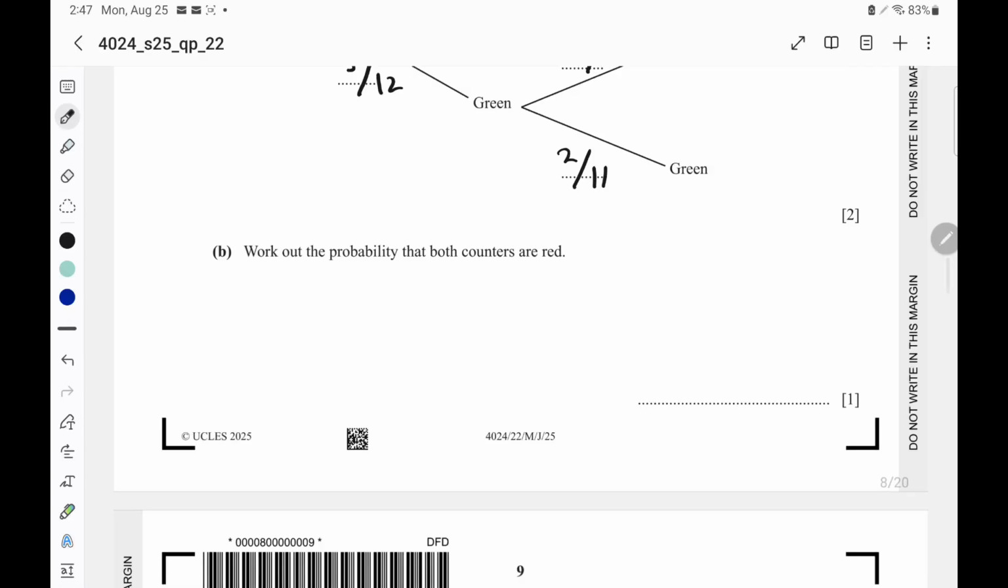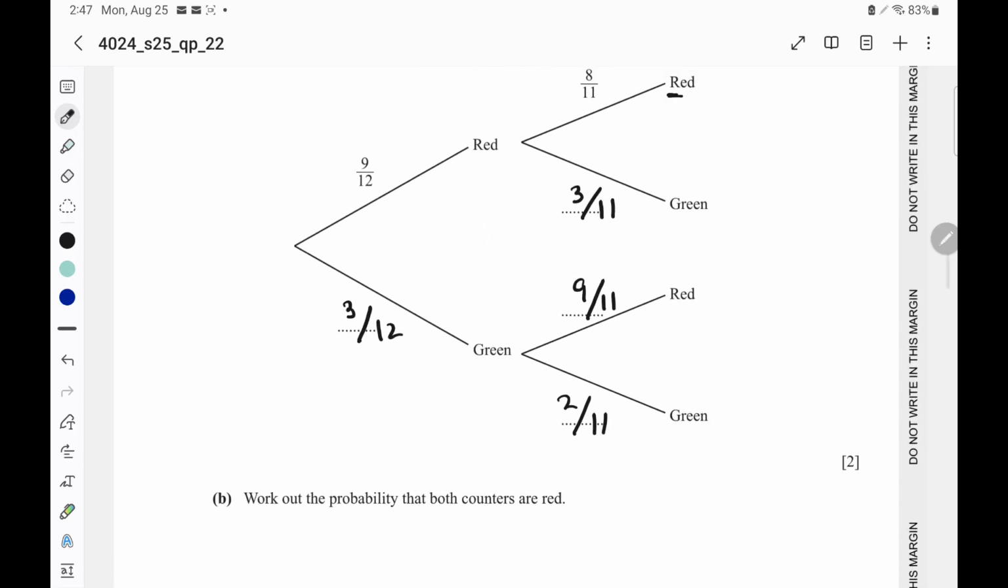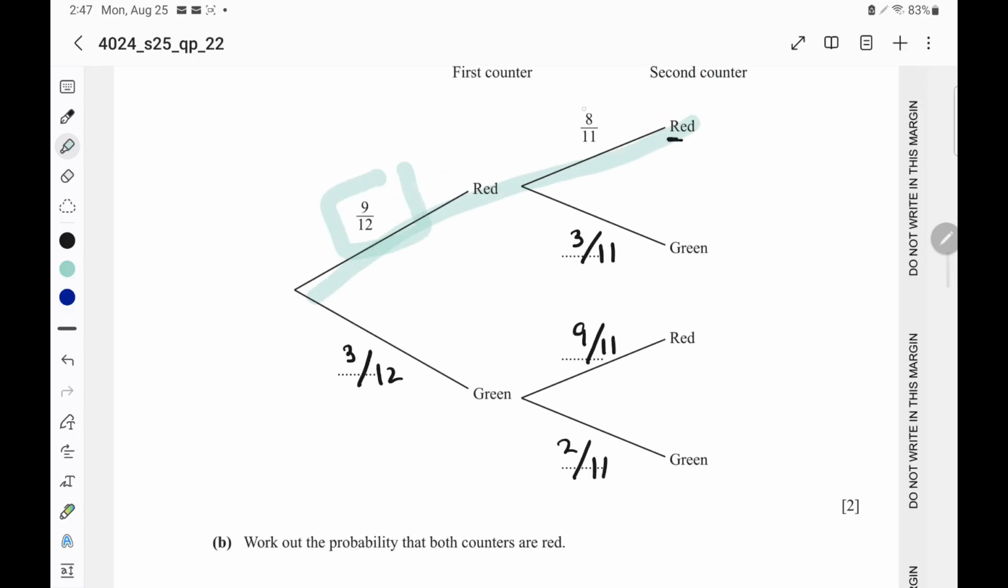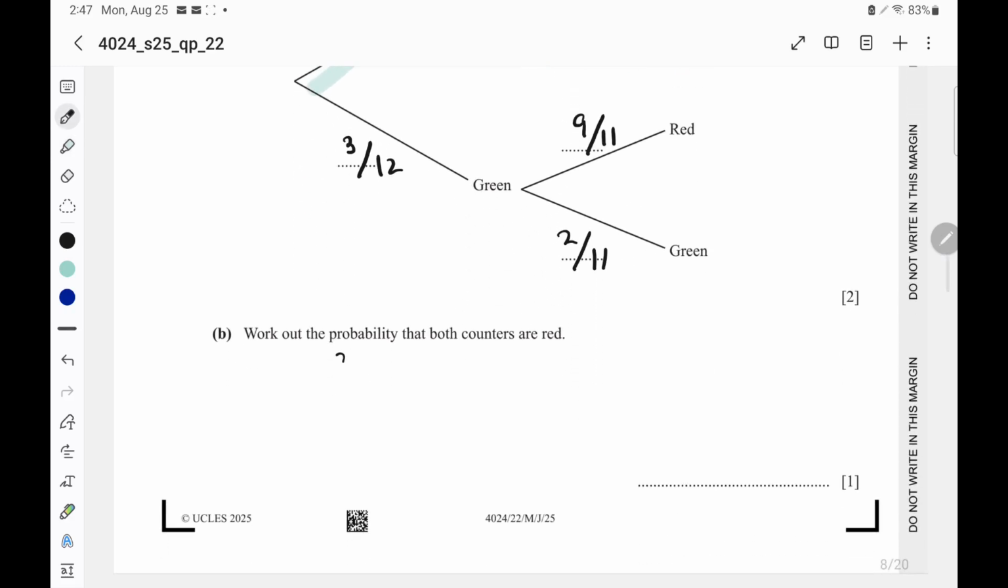Work out the probability that both balls are red. So that is very simple. You just pick the red and red, both balls are red. Okay, so it means that we'll go to the option 9 upon 12 and 8 upon 11. We just multiply. Okay, so 9 over 12 times 8 upon 11, and you just cancel it, it is 6 over 11. So 6 over 11 is the answer for this part.